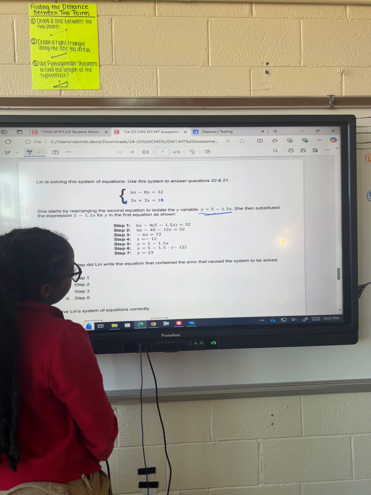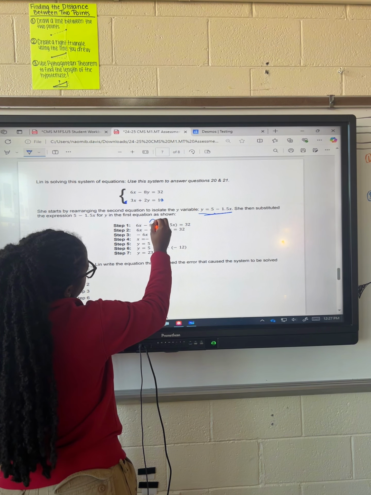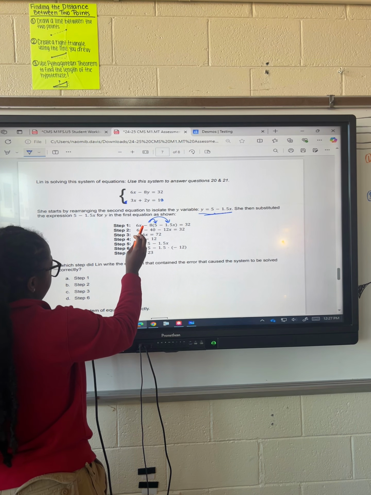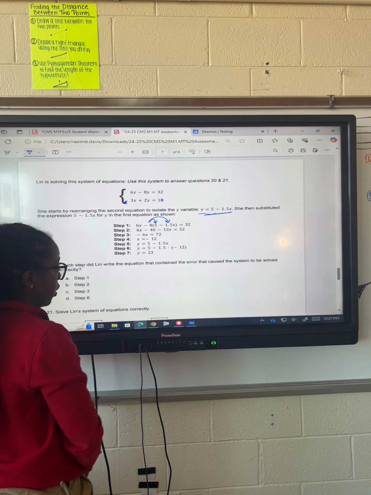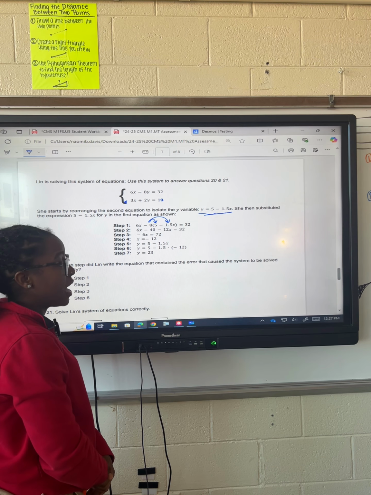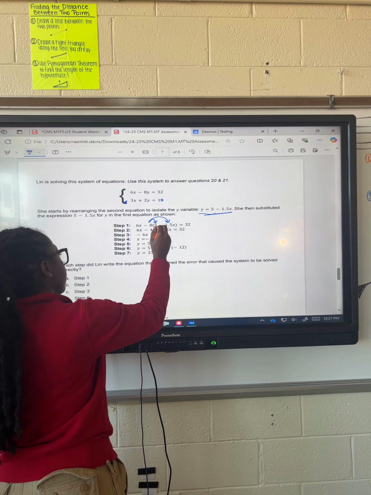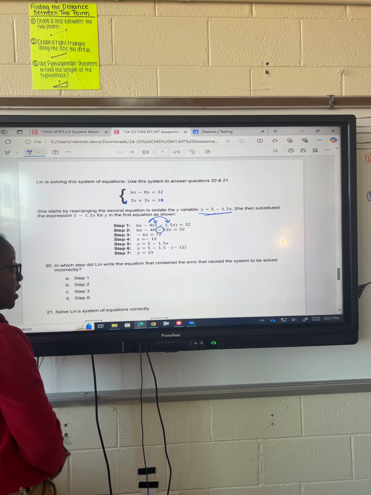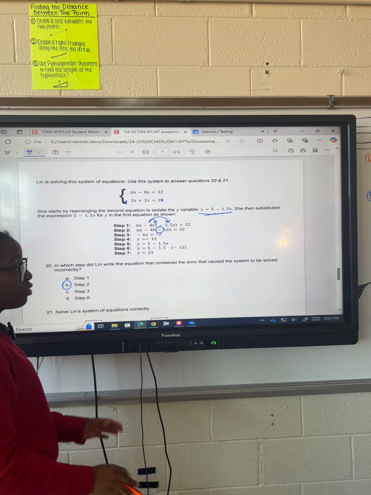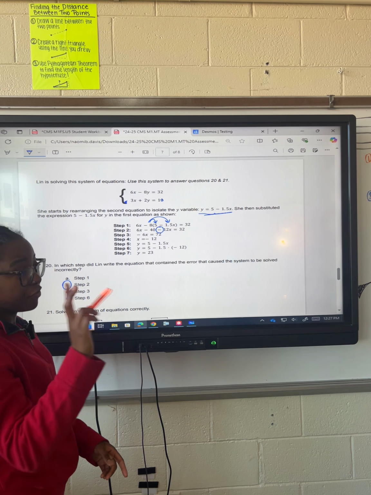Now, if we were to distribute this, which is what she did, we would distribute negative 8 times negative 1.5x. A negative times a negative is a positive. So right here, she went wrong because she didn't say negative times a negative. Step 2. You don't really have to go any farther because you're looking for the first mistake.